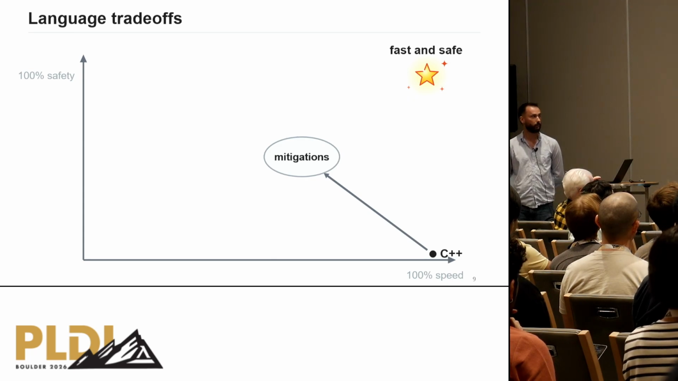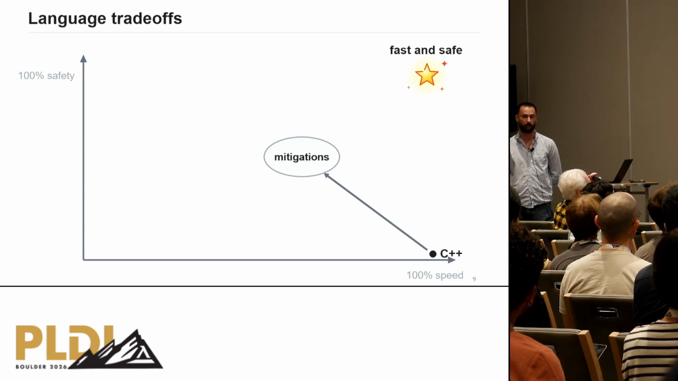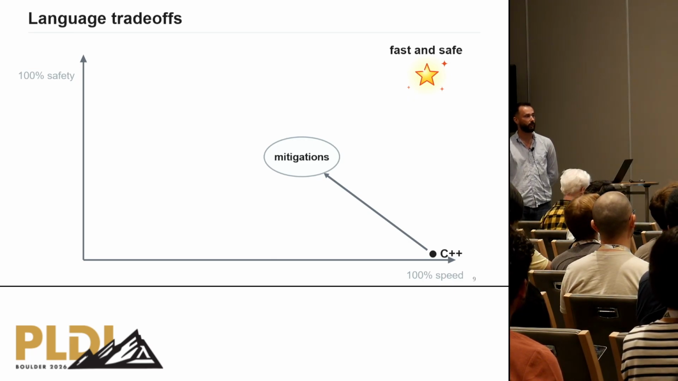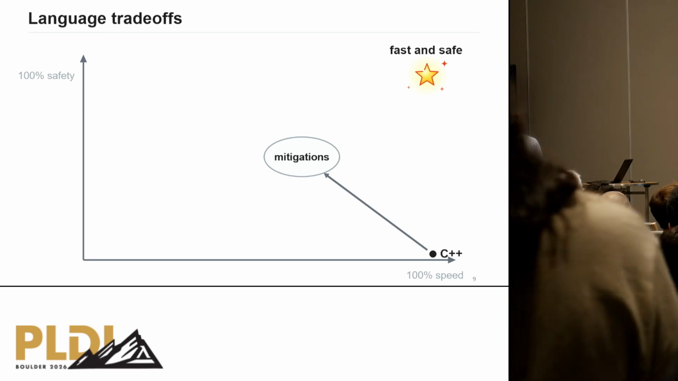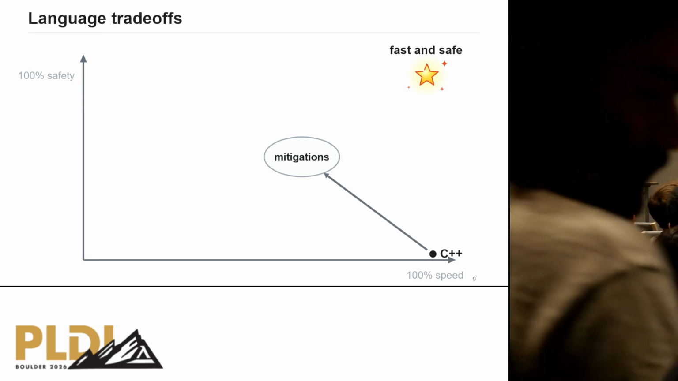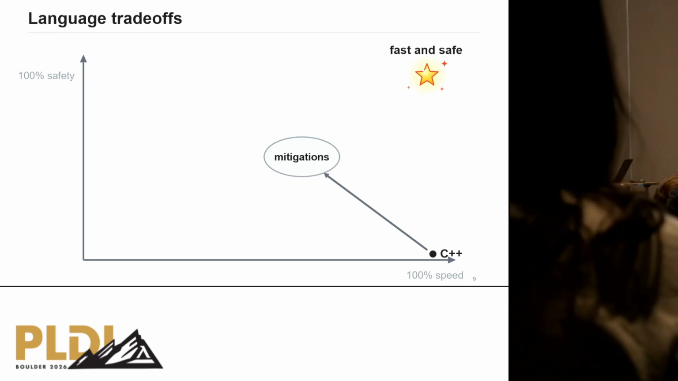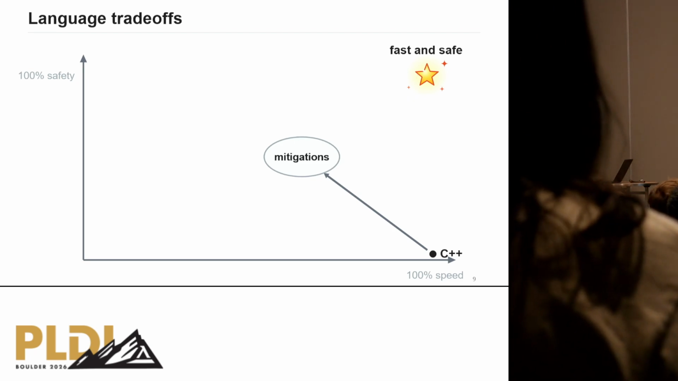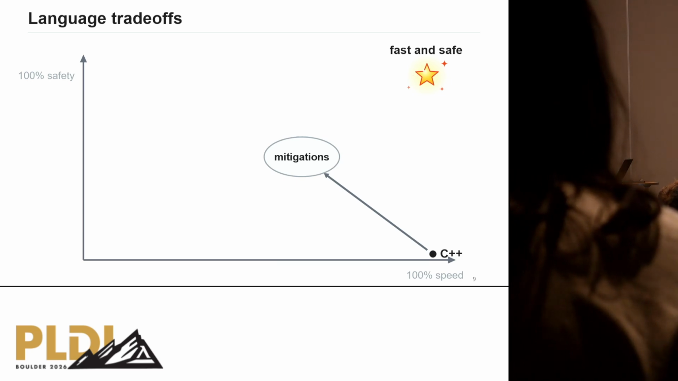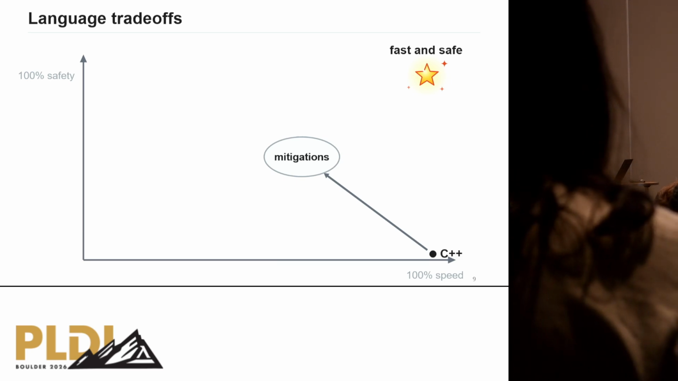We want to have applications that are both fast and safe. That's our goal. I think we can all agree on that. C++ sits on the horizontal line at the maximum speed. And through the years, people applied mitigations such as hardening, fuzzers, static analysis to make the safety better, right? But this also brings the performance down.